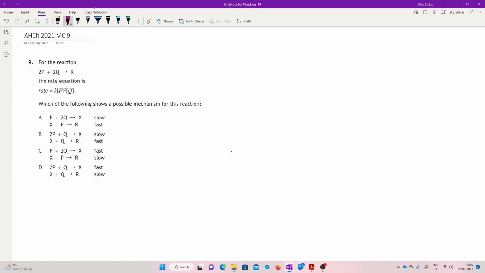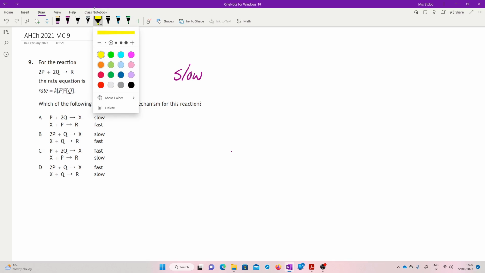Question 9, still on rates. For the reaction 2P plus 2Q goes to R, the rate equation is given as rate equals a rate constant, concentration of P squared, Q. Which of the following shows a possible mechanism for this reaction? So what we're looking for here is a slow step, because that's the only thing which is going to be part of the rate equation. Fast steps don't get into the rate equation because they're fast, and slow steps are what make things happen.